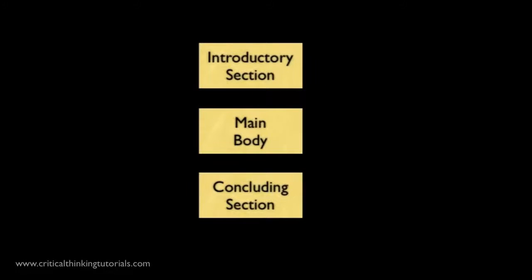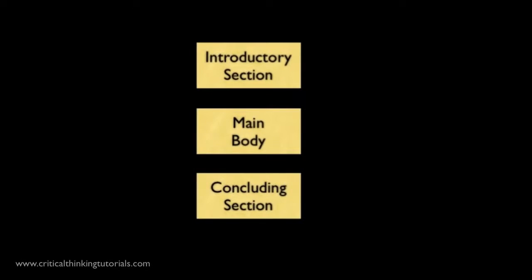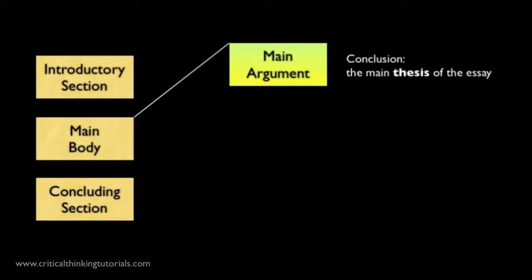As we've seen, an essay will have at least these 3 parts: an introduction, a main body, and a conclusion. We'll talk more about what should go into the introduction and the conclusion later. Here I want to focus on the main body of the essay. The main body is obviously going to include the main argument of the essay. This is the argument that offers reasons in support of the main thesis of the essay.